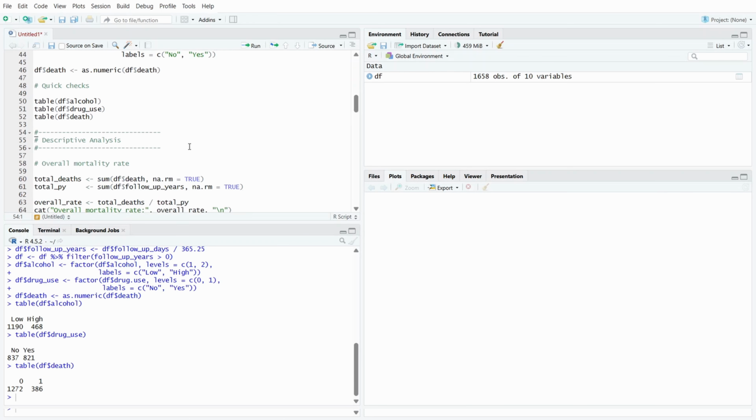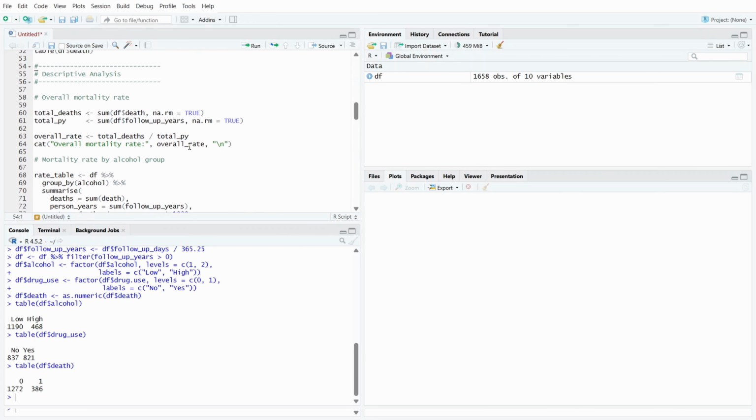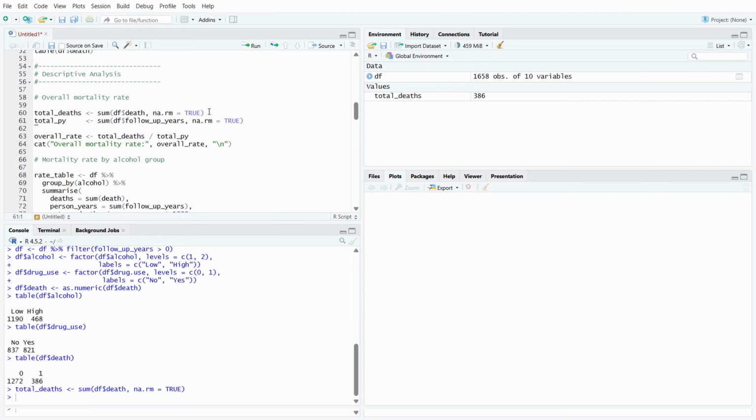Next, we will do some descriptive analysis. We begin the analysis by calculating the overall mortality rate. This is the total number of deaths divided by total person time. This gives us a baseline measure of risk in the population.